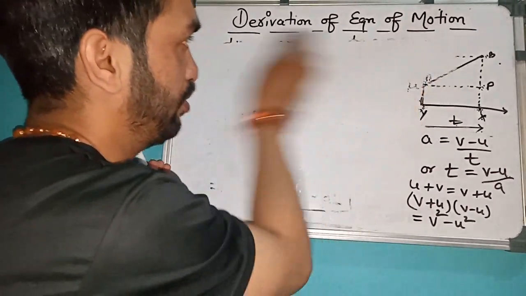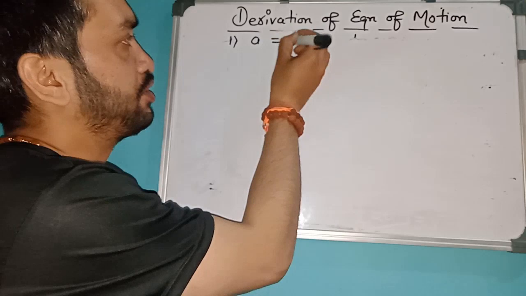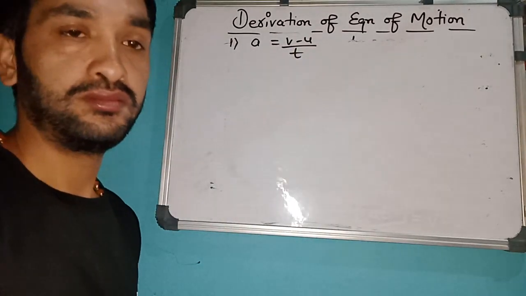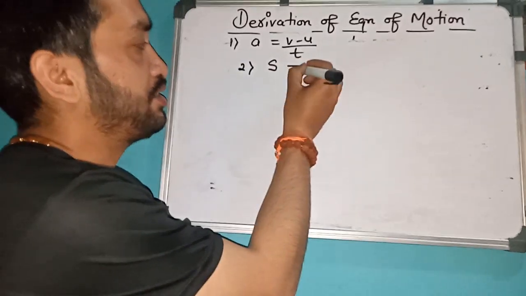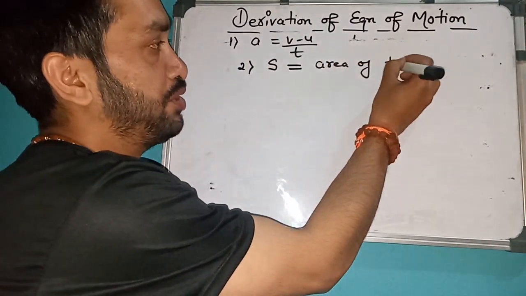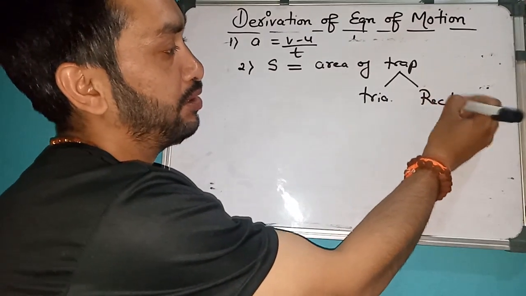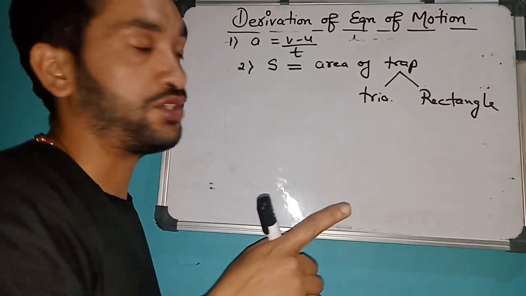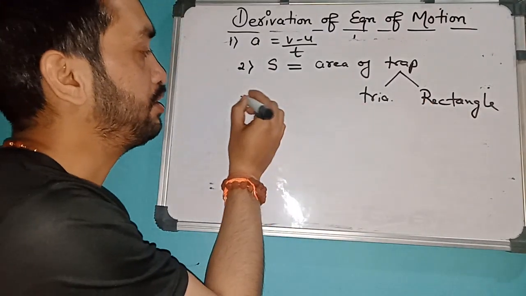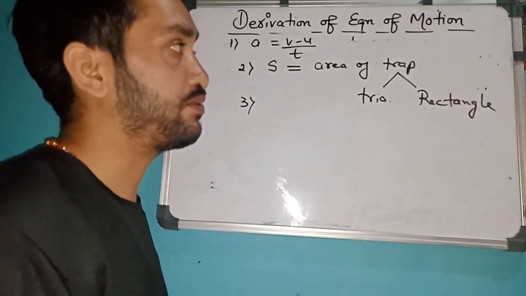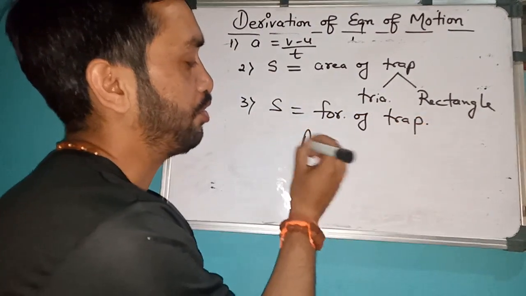Again, I'm going to tell you in what way you have to remember this. First equation is very easy. For deriving the first equation, remember acceleration equals change in velocity upon time. I hope no student will have any problem with the first equation. For the second equation, just remember that s is equal to the area of trapezium, but break it into a triangle and a rectangle. That is the derivation of s equals ut plus half gt square. For the third equation, v square minus u square equals 2as, straight write the formula of trapezium, and the rest is your adjustment.